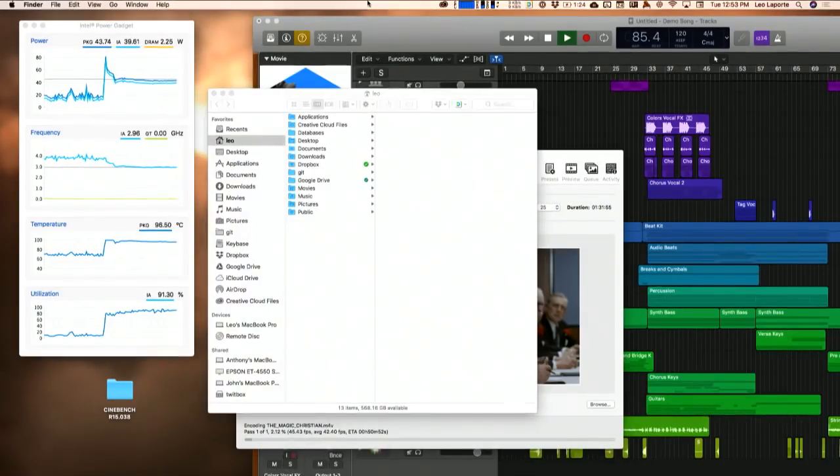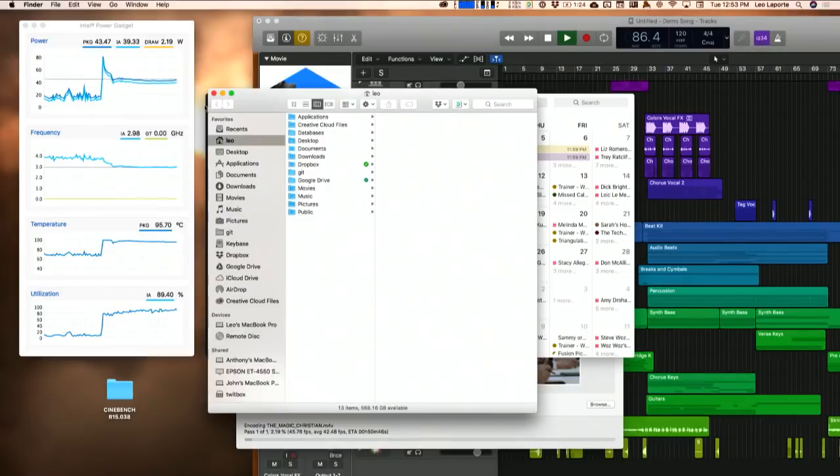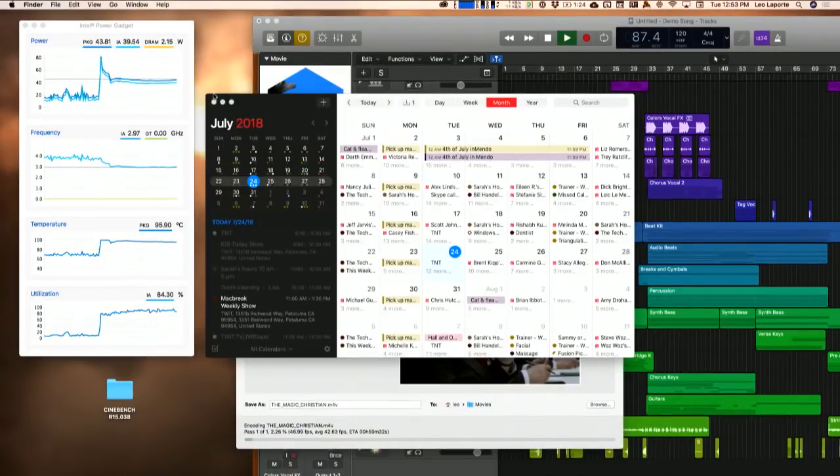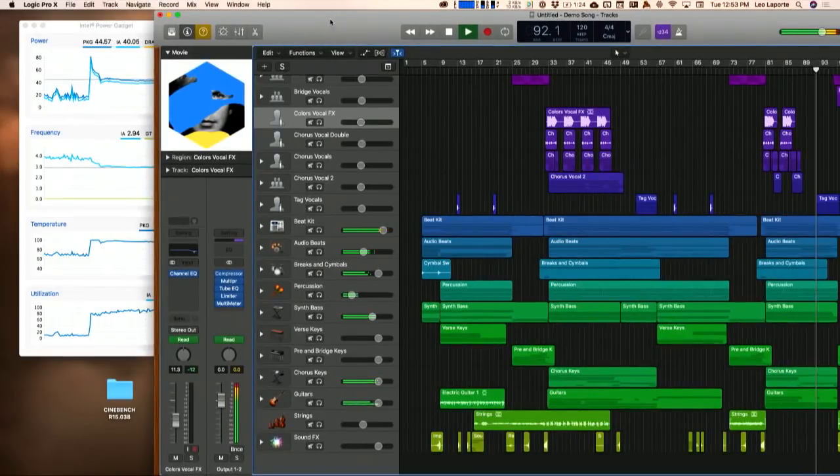And actually, it's not too hot to touch. It's hot. Okay. So there you go. You hear it playing the Logic without faltering. You see it transcoding. That's good enough for me. Right? Yep.